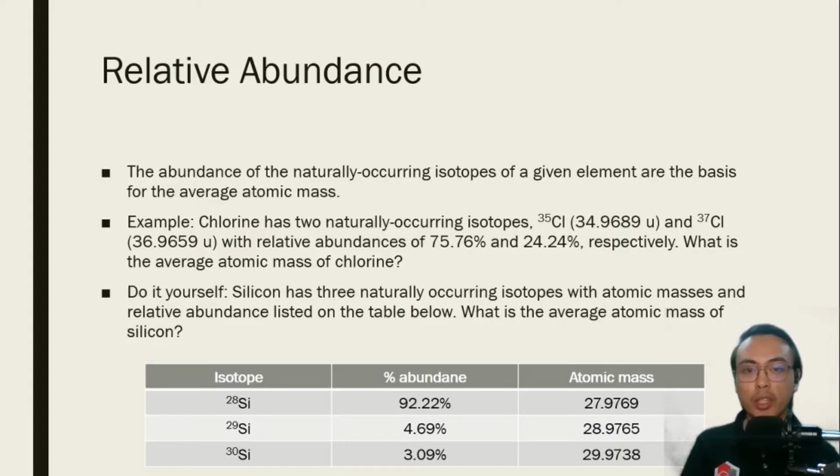Let's try it with this example. Chlorine has two naturally occurring isotopes. That's chlorine-35 with atomic mass of 34.9689 U and chlorine-37 with the atomic mass of 36.9659 U, with relative abundance of 75.76% and 24.24% respectively. What is the average atomic mass of chlorine? Let's try to solve this example.